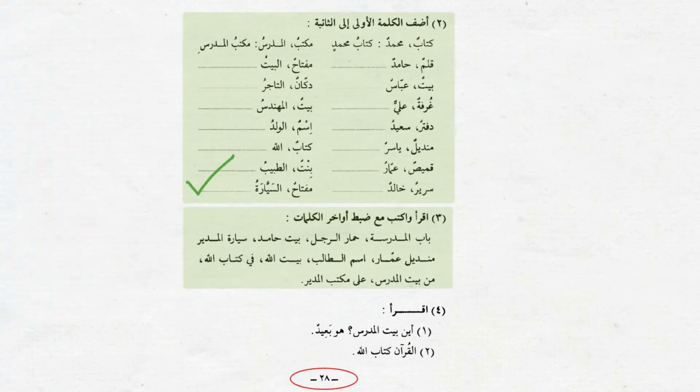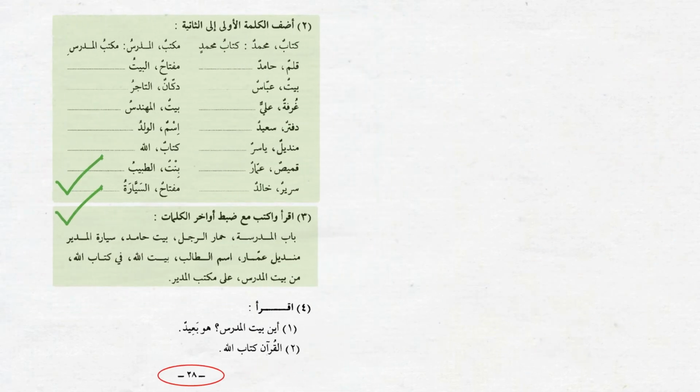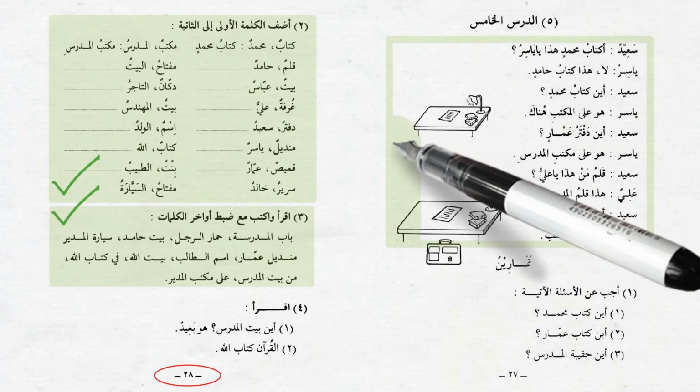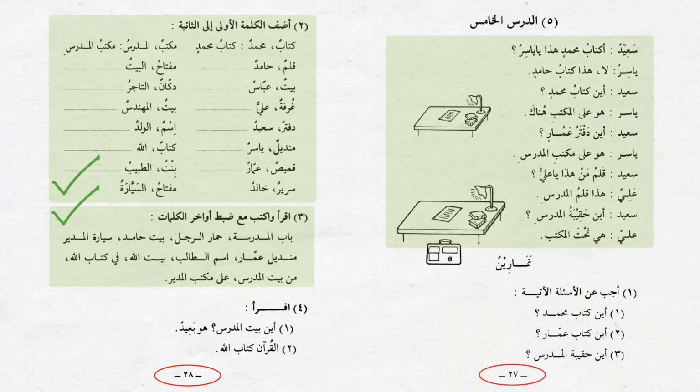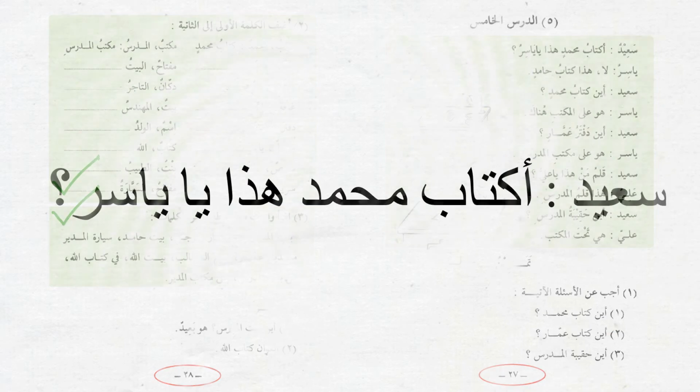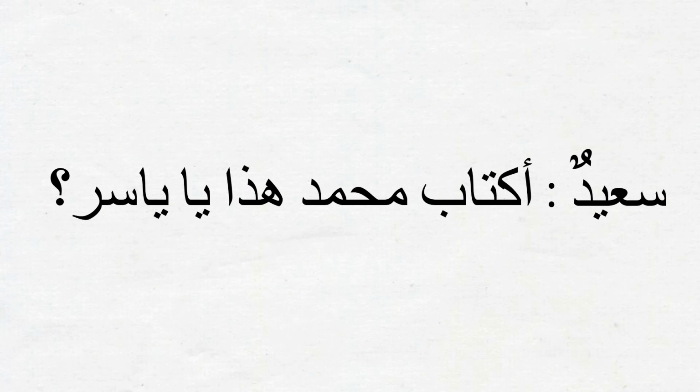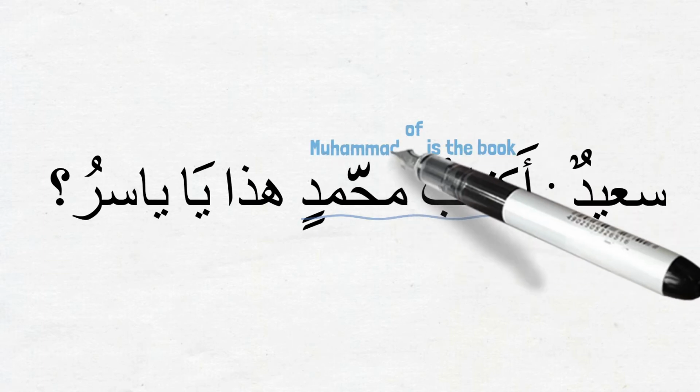We're done with this exercise. Now let's go back to the beginning of the lesson and start reading the dialogue on page 27. سعيد. Said is asking, أكتاب محمد هذا يا ياسر? كتاب محمد is our إضافة here, meaning Muhammad's book. So, أكتاب محمد هذا literally translates as, is the book of Muhammad this?